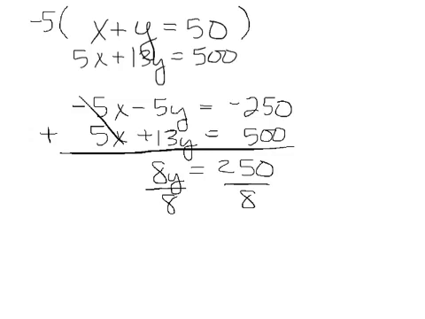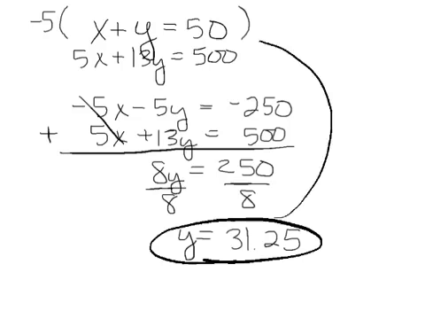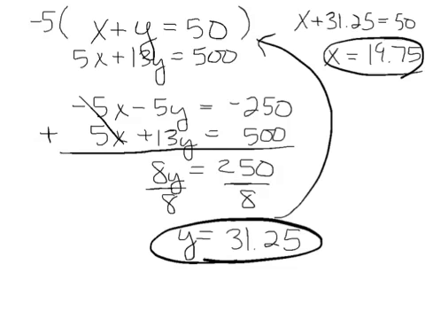Divide by 8. That gives us y equals 250 divided by 8, 31.25. You take that, plug it back into an original equation. x plus 31.25 equals 50. x equals 50 minus 31.25, 19.75. Sorry, I just checked my math. That would be 18.75. Okay, you try it on the next one.